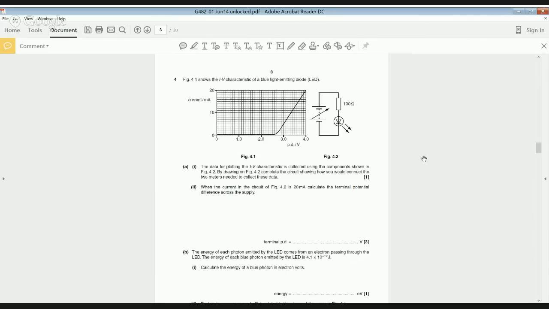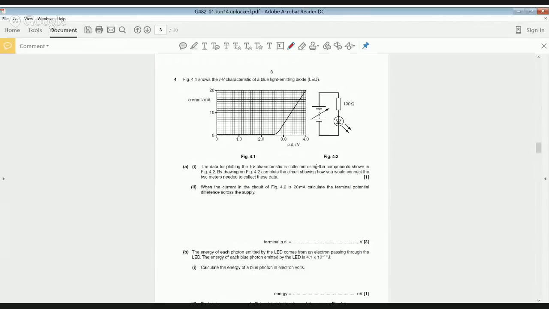So we can see the IV characteristic for a blue light emitting diode, and it's given us the circuit as well. Part A(i) says the data for plotting the IV characteristic is collected using the components shown in figure 4.2. That's the circuit diagram here. By drawing on figure 4.2, complete the circuit showing how you would connect the 2 meters needed to collect these data. So an IV characteristic is current and voltage. So obviously we need to measure the current and the voltage.